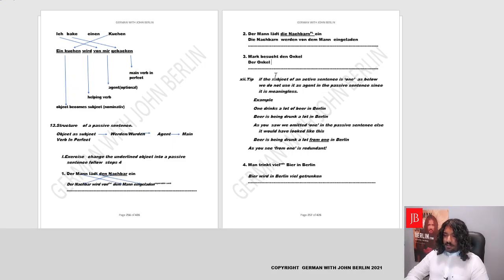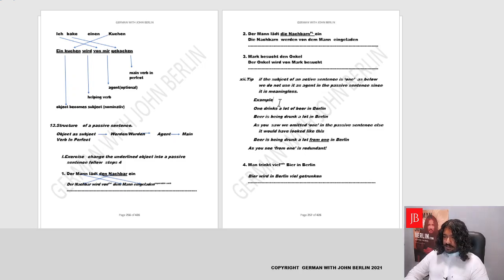Yes, the uncle. Then we'll introduce the helping verb, that's werden. It's in the present tense and it's third person singular. So we'll say, der Onkel wird. Then we'll say the agent, that's von, and we'll write Mark, von Mark, and the verb is besuchen. Perfect, it becomes besucht. The be- beginning verbs do not mostly get a ge, so you don't say gebesucht, that sounds pretty off. You simply say besucht. Der Onkel wird von Mark besucht. The uncle is being visited from Mark.